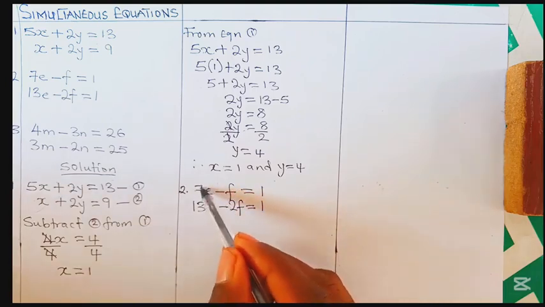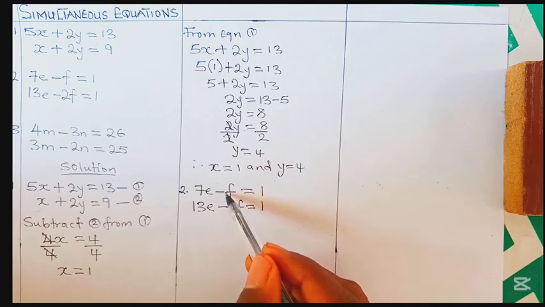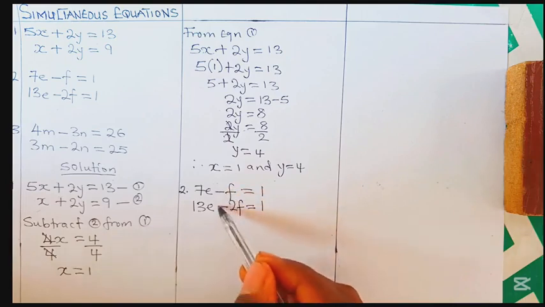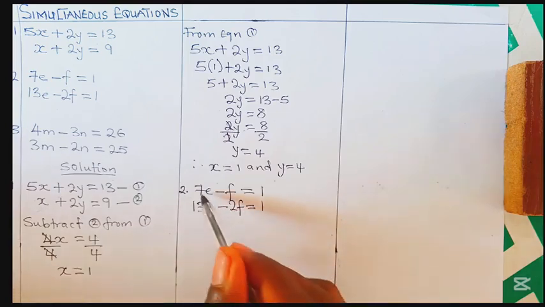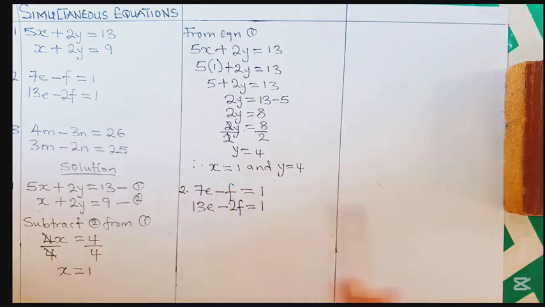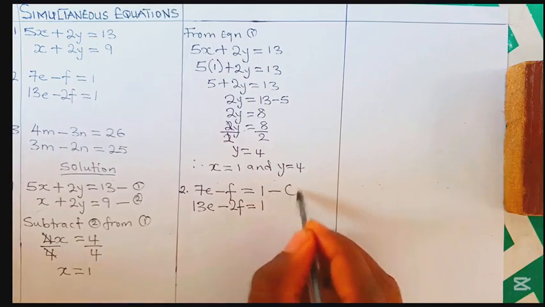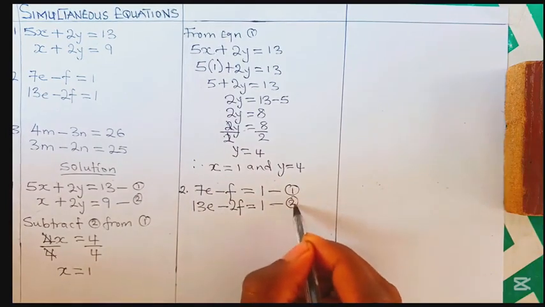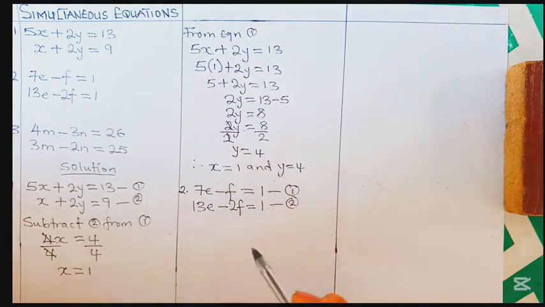In E, we have 7 and 13. In F, we have minus 1. This is minus F, and it is minus 1F. Minus 1 and minus 2. We cannot just eliminate this way because the coefficients must be the same in either of the variables for us to eliminate. So what we are going to do is multiply either equation 1 or equation 2 by a number that will make any of the variables have the same coefficients.